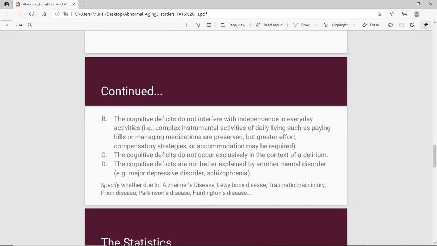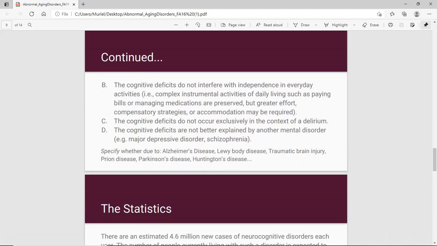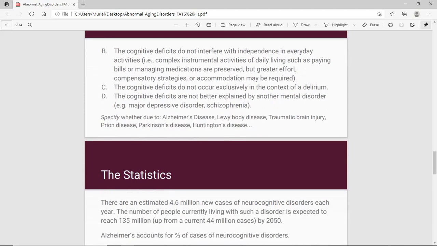So continued, the cognitive deficits do not interfere with independence in everyday activities. So with the prior one, it interferes with everyday activities. This one, it doesn't. So complex instrumental activities of daily living, such as paying bills or managing medications, are preserved, but greater effort, compensatory strategies, and accommodation may be required. The cognitive deficits do not occur exclusively in the context of delirium. The cognitive deficits are not better explained by another mental disorder.